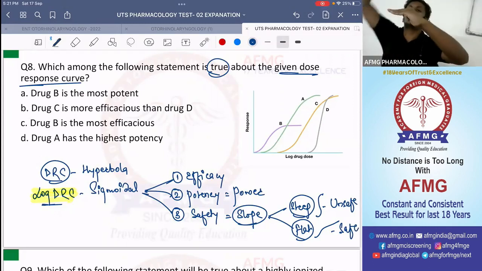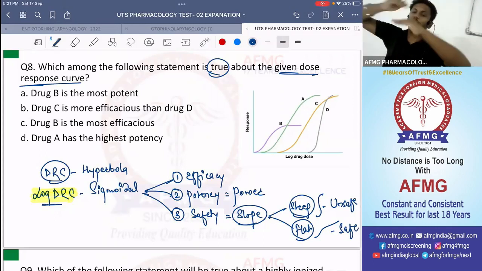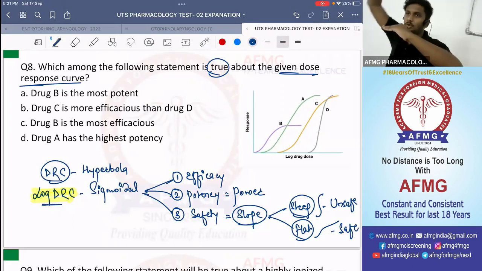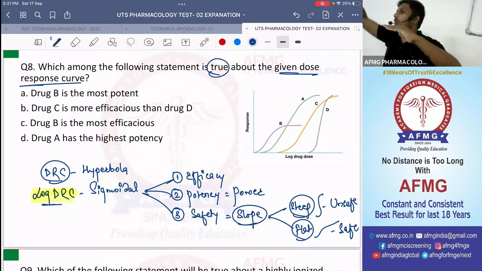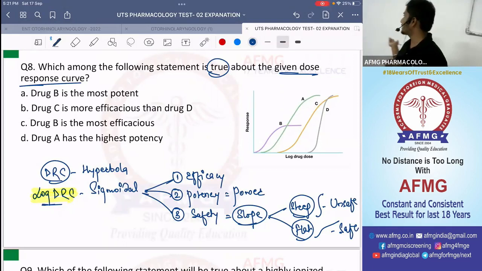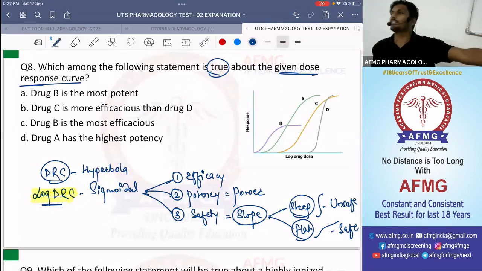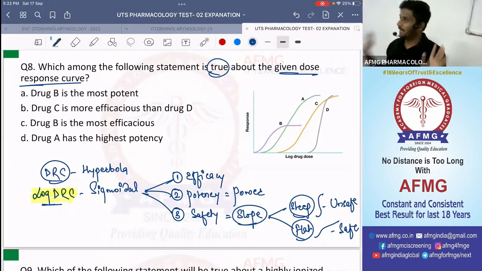Because from therapeutic to toxic effects, if the escalation is rapid, then it will lead to a steep slope, and therefore the drug is unsafe. And if from therapeutic to toxic effects the escalation is very slow, then it will lead to a flat curve, and therefore it is a safer drug. So unsafe drugs, something like your sedatives. Which would be the unsafe drugs? Barbiturates. And safer drugs would be your benzodiazepines. Lithium is also an unsafe drug. No issues with this, because it has a very narrow therapeutic index.